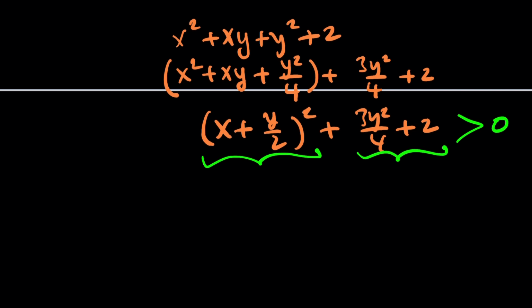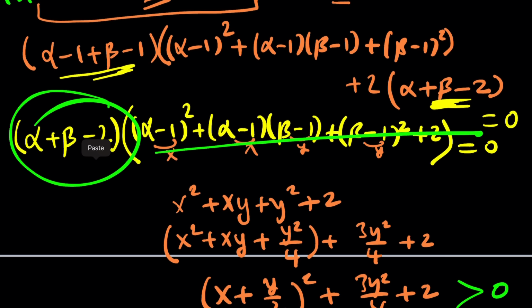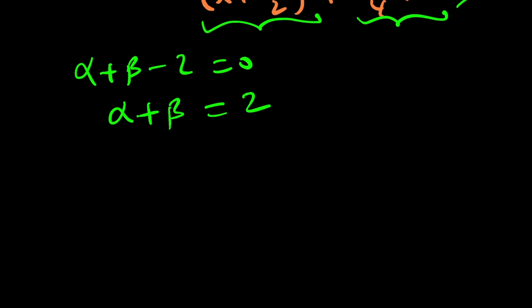So this expression is always greater than 0, which means this can never be 0, which means this has to be 0. As a conclusion, because alpha plus beta minus 2 is equal to 0, alpha plus beta is equal to 2. And that's what we were looking for.